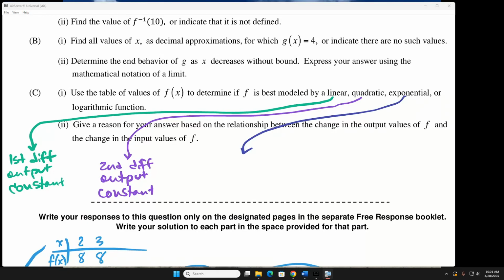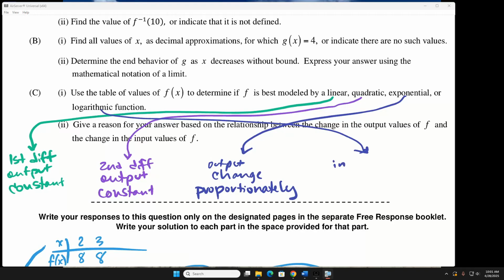All right, what about exponential? There's no differences here. Proportionate, good. So we're going to say something like the output values change proportionately. All right, and then lastly, nice. I'm so proud of you guys for remembering this. For logarithmic, the input changed proportionately.